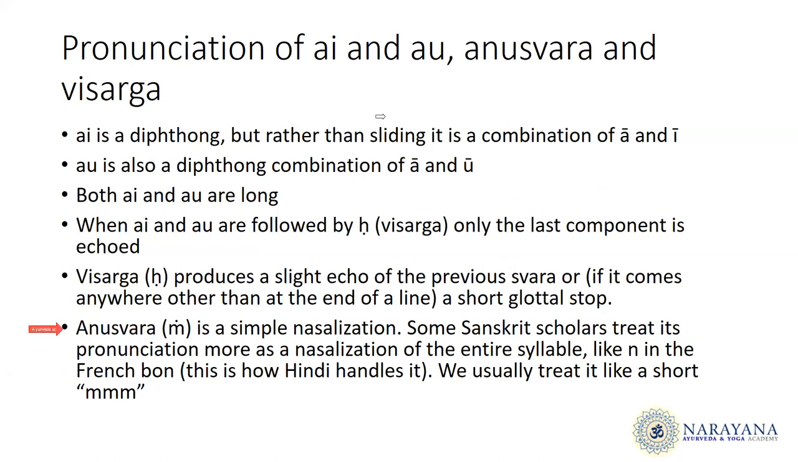Like in Hindi, men, M, which is written like this in Hindi. And then the M has the dot over it, anuswar. And that's pronounced men. The ai in Hindi is more like English eh than the ai in Sanskrit. And the anuswar, the M with a dot over it, makes the syllable come out men. But usually the way we handle anuswar in Sanskrit is we treat the anuswar like a short m.